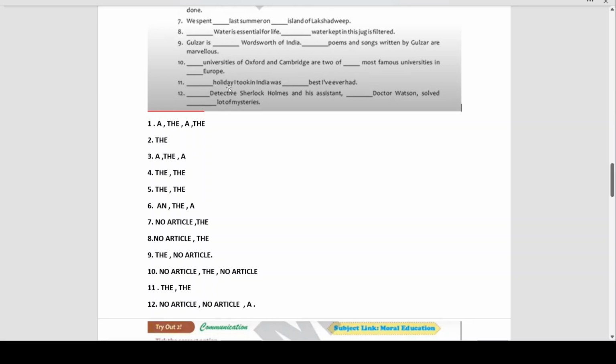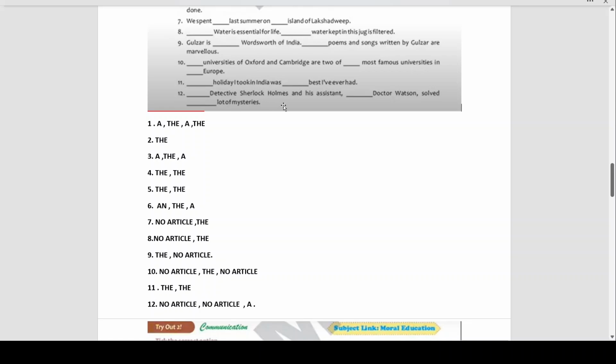Number 11. The holiday I took in India was the best I've ever had. The holiday, I know which specific holiday: the one I took in India. Now, why the best? Because we use the definite article "the" before superlatives. Therefore, the best I've ever had.